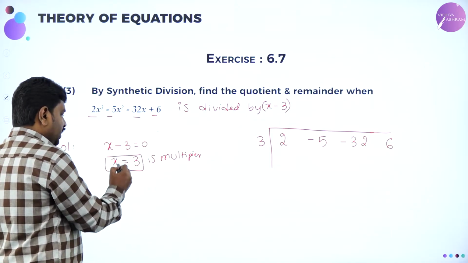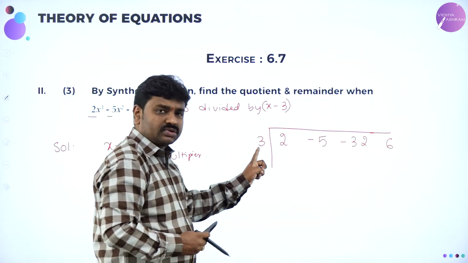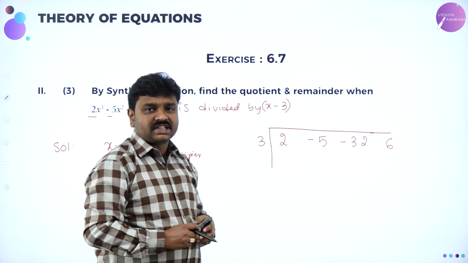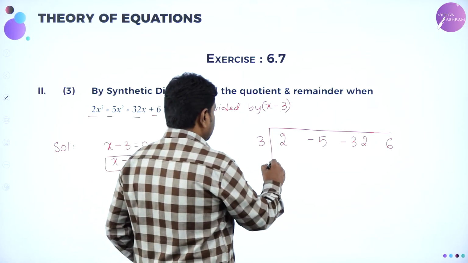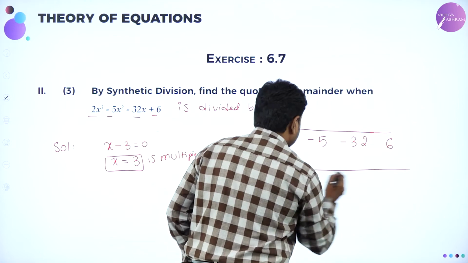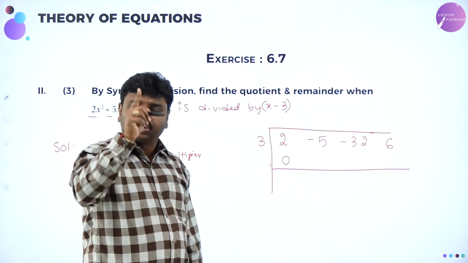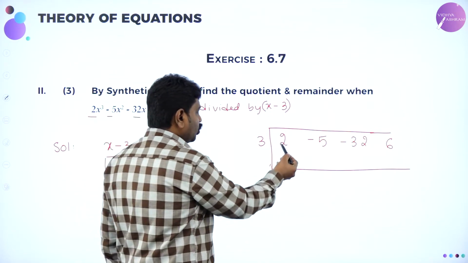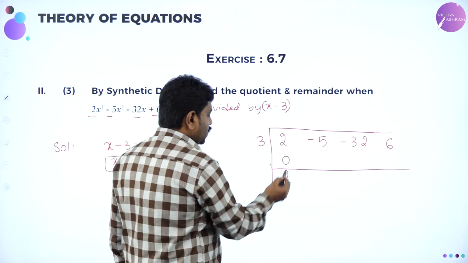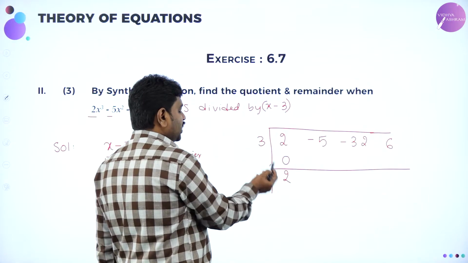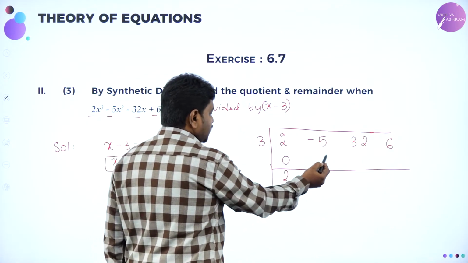So now get the x value. That x value you should take outside and the quotients you should take inside. And always for the first element, or x cube quotient, you should add 0. When you add 0, 2 plus 0 is 2. Now you should multiply this with the multiplier. 2 into 3 is 6.